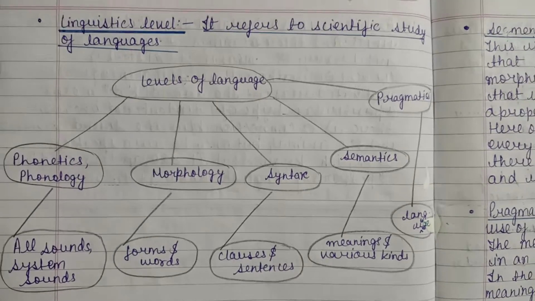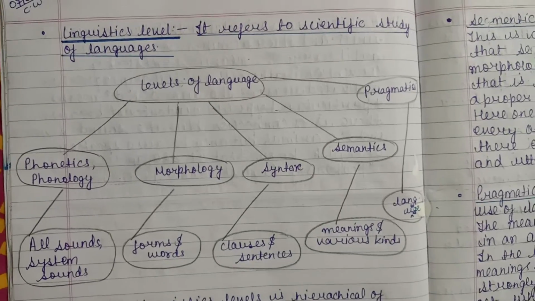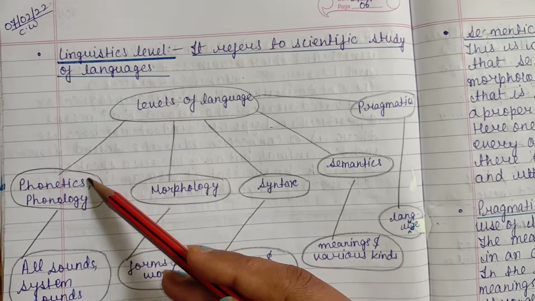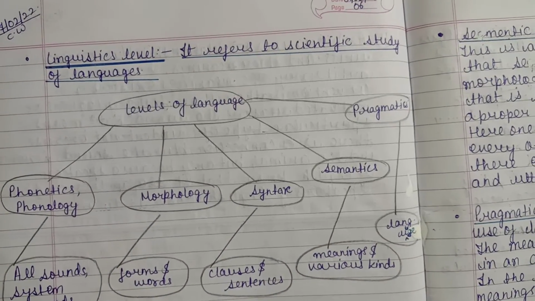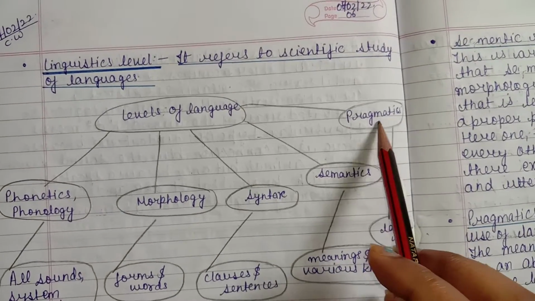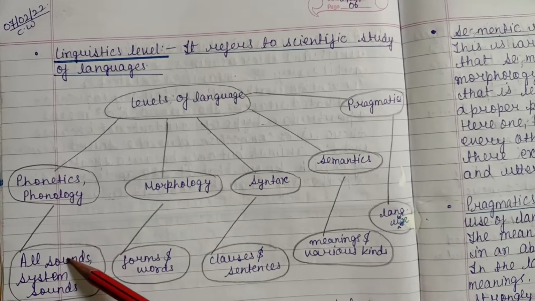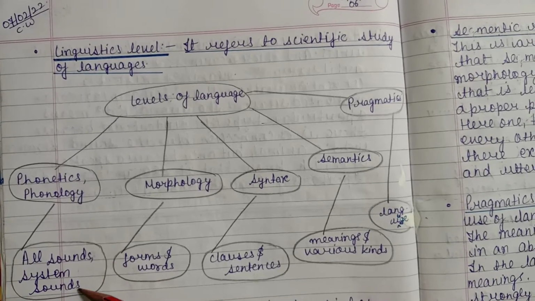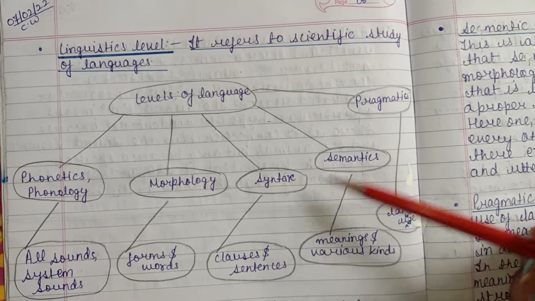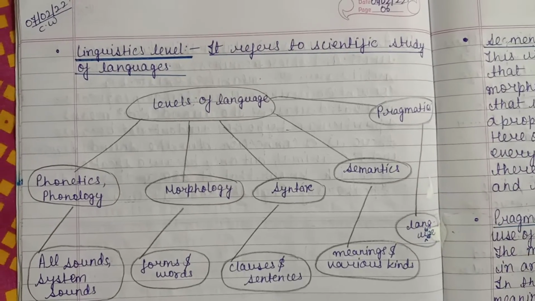Levels of language are distributed in various ways, as you can see in this diagram. So these are the levels of language. First is phonetics, which is also known as phonology. Second is morphology. Third is syntax. Fourth is semantics. Fifth is pragmatics. In phonetics you can see the branch is the sound system. Morphology: forms and words. Syntax: clauses and sentences. Semantics: meanings and various kinds. And pragmatics: language and its uses.